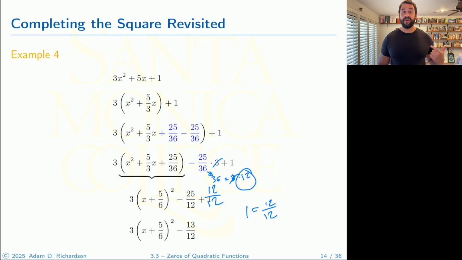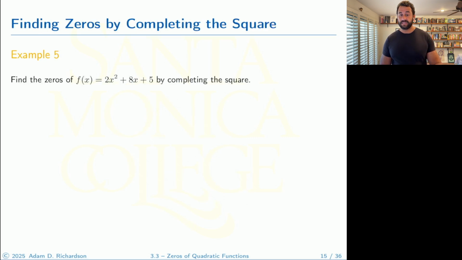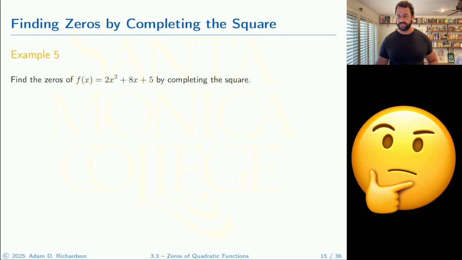Right. So now that we know how to complete the square on these things, let's use that technique to find the zeros of this quadratic function right here. So we're going to find the zeros of this function by completing the square. And I want you to try this one on your own. I'll give you this hint before we even start. We already completed the square on this in example 3, I think it was, right? So that's my little hint. Think first about what you're going to do.